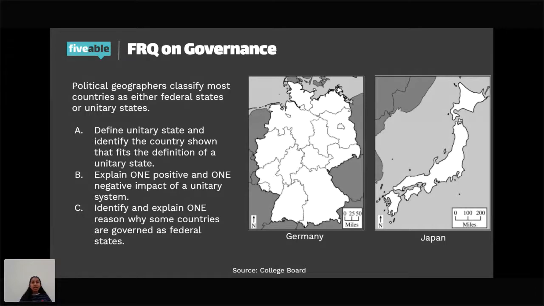Like if a central government received an issue about a park, they wouldn't care about that. But in a federal system, a local government could address that issue about the park.